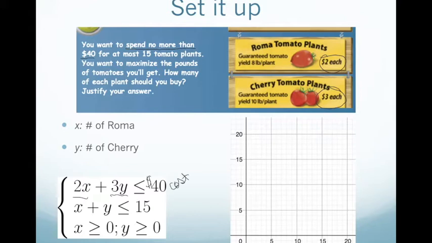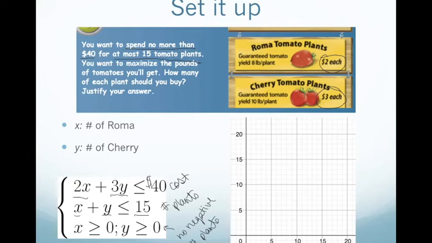We also have room for at most 15 tomato plants. So x plus y, the number of plants that we have, has to be less than or equal to 15. This is the number of plants. We also need to have a positive number of plants. We can't buy a negative number of plants. So that's what this last inequality statement says, that there is no negative number of plants.